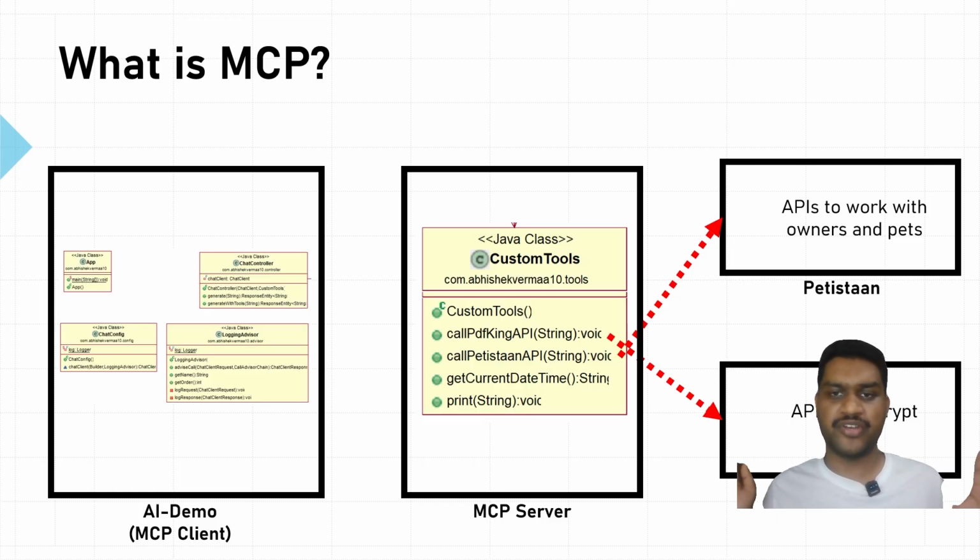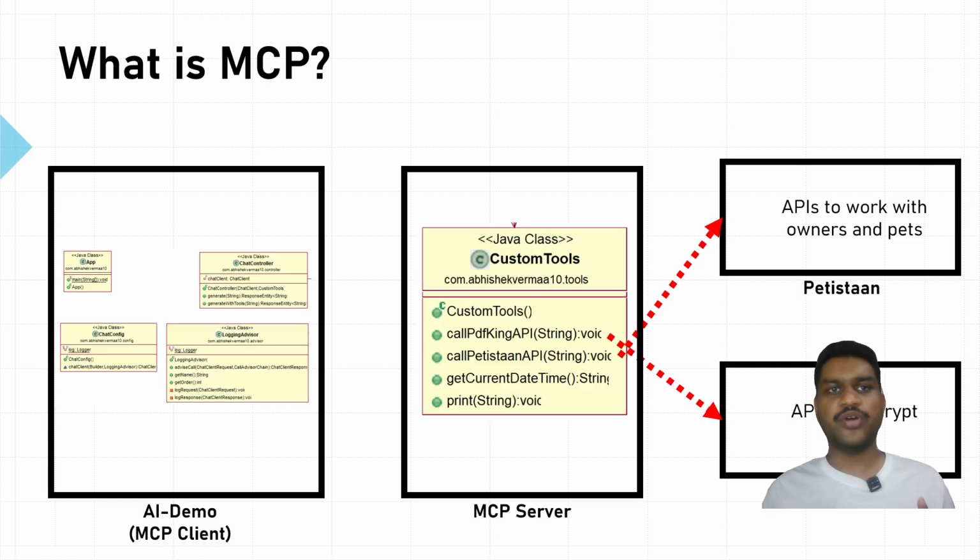It is your choice, whatever you wish. If you wish, you can just have a simple get current date and time, a simple print method and everything. So this is how the MCP architecture is going to look like. Now the point is, how is this MCP client going to interact with this MCP server? That is something very, very interesting.